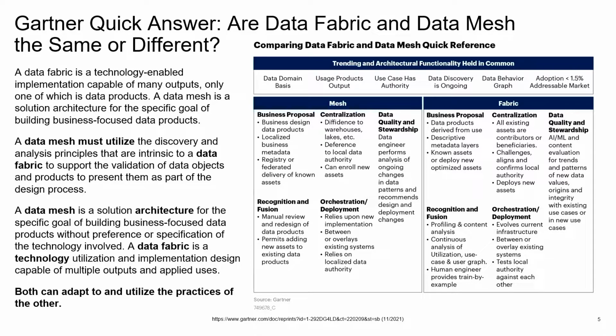What Gartner says in the text in the middle is that it makes sense that a data mesh utilizes technology features and functions of some software, which a data fabric can support. Again, as I've already said, data mesh is an architecture, data fabric is a technology, and you can combine the two, which makes sense.